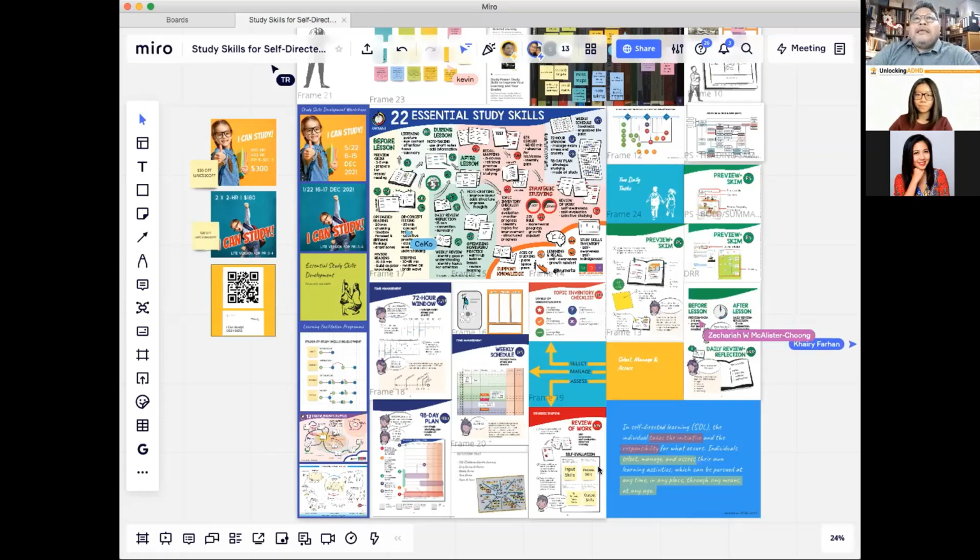The preview and skim is designed for university students, and I simplified it into this way such that even primary students could adopt that habit. But of course, when we work with students from A level and polytechnic, we ask them for their materials that they need to look at and adjust accordingly, right?